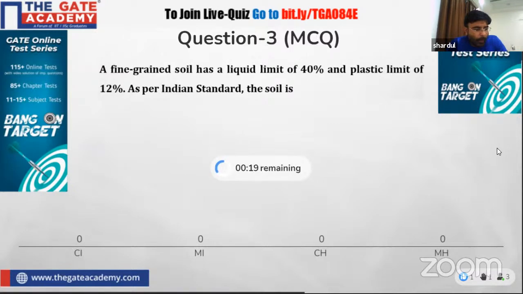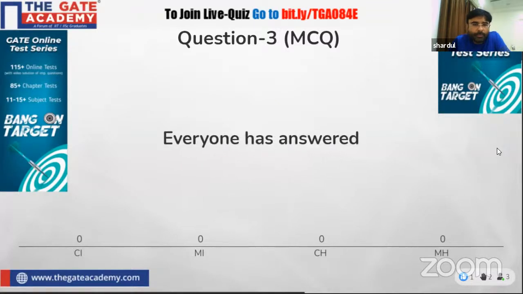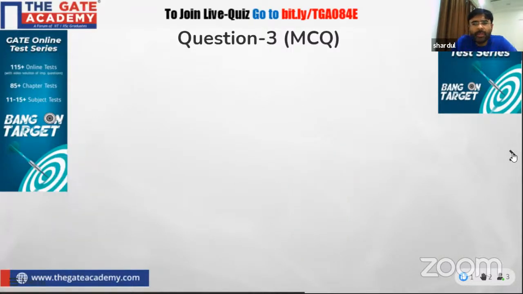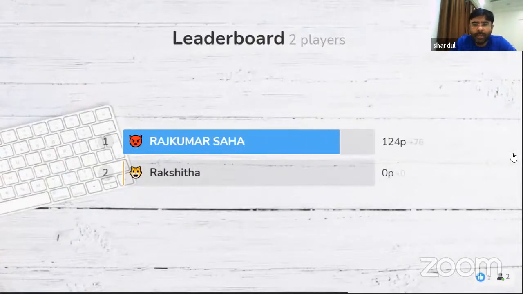20 seconds. 15 seconds. So one of you have given me the correct answer and one of you has given the wrong answer. It's okay now, no problem. So let's see who has given the correct answer. Rajkumar Saha, very good. Rajkumar Saha has given the correct answer for this question also. Rakshit, just try your best, give your best.